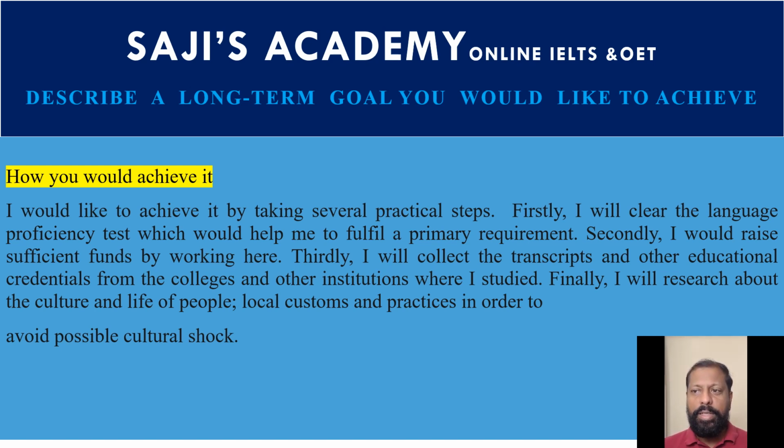I would like to achieve it by taking several practical steps. Firstly, I will clear the language proficiency test, definitely IELTS, which would help me to fulfill a primary requirement. So IELTS is a primary requirement with which you can try for a PR. That's the first step, in fact. Secondly, I would raise sufficient funds by working here. So you need some money, some amount required. So I'm going to collect that required amount by working here in Kuwait or somewhere else.